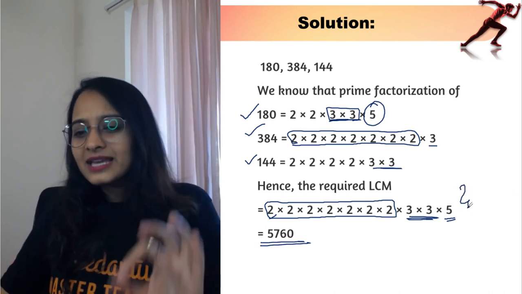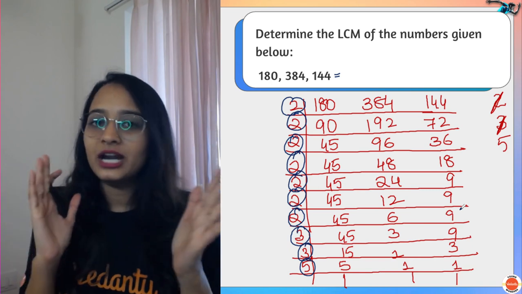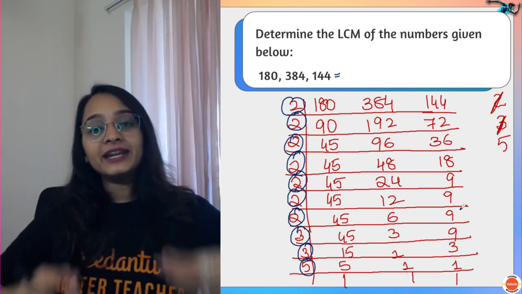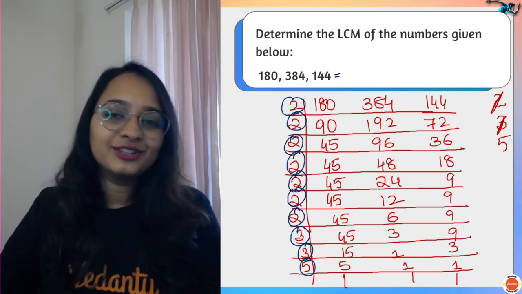So here I guess students can make a mistake. That's why I would prefer this long division, continuous one, where I am finding the LCM of three numbers together. You will get marks for this one also.